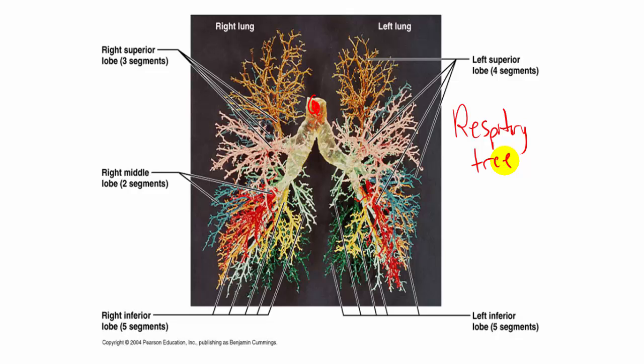The different colors here are divided per segments. So not only does the lung have separate lobes, but within the lobes there are separate segments. And if you took a look at the sheep pluck in lab, you would notice that the lungs do not all expand at the same time. They expand segment by segment and lobe by lobe.